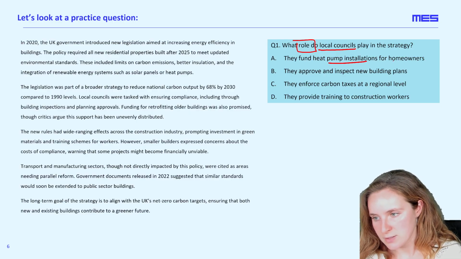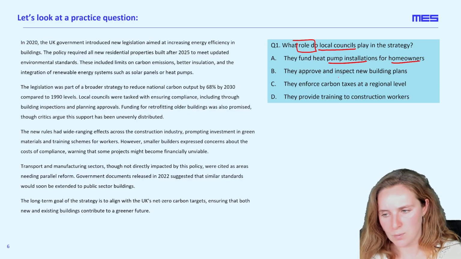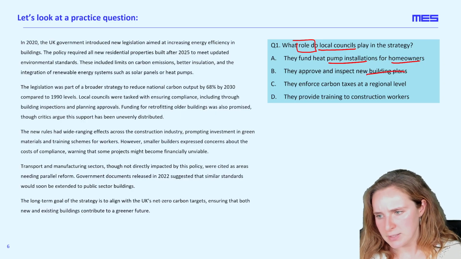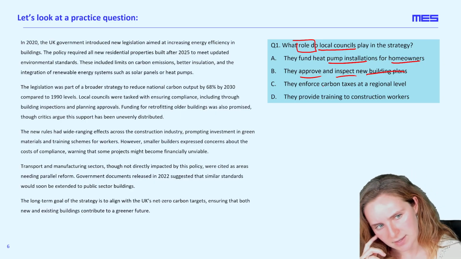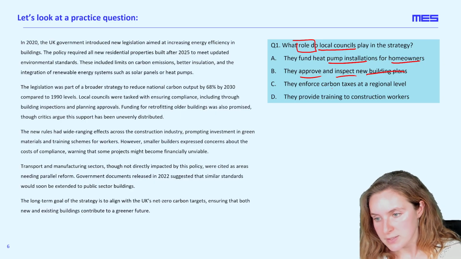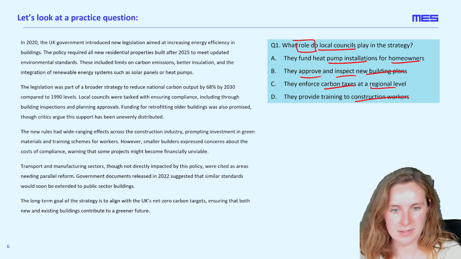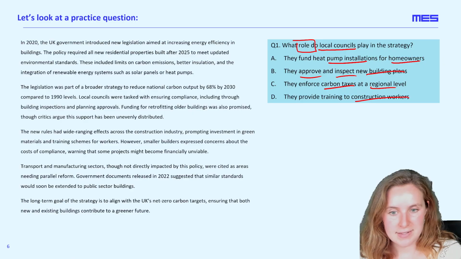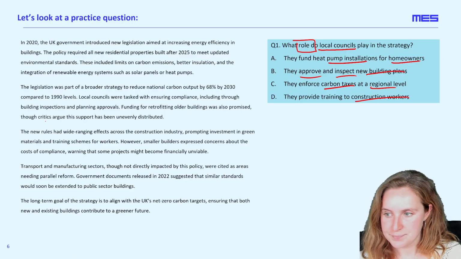Pump installations for homeowners, these words stand out quite a lot. Building plans, as well as inspect and approve, because they would be doing those actions. We'd want to double check that they are given those powers. Carbon taxes and regional seem to stand out, and construction workers as well. Let's scan the passage and see what we notice here.